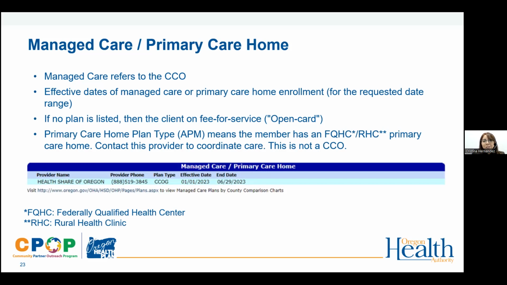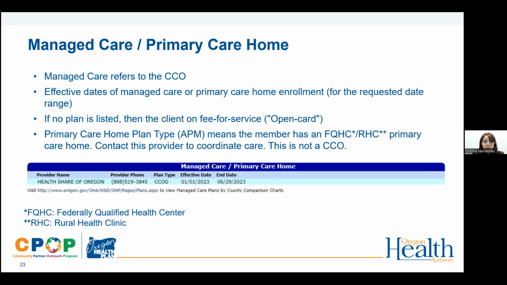I wanted to bring that to your awareness. One of the ways that you can tell if it is a primary care clinic versus the CCO is it'll say APM next to plan type. APM stands for, I think, alternative payment methodology. So just wanted to make you aware, if it doesn't say CCO A, B, or A, G, I think there's a couple, we'll see them on the next screen, then it's not the CCO.